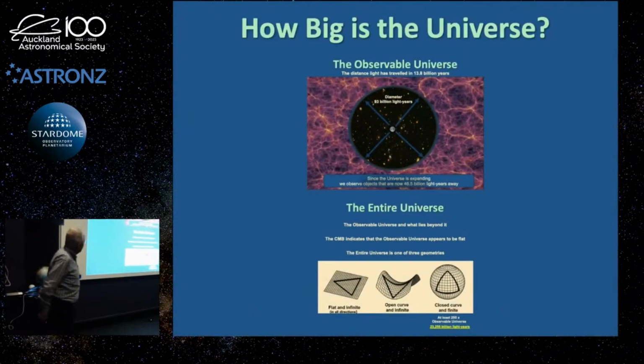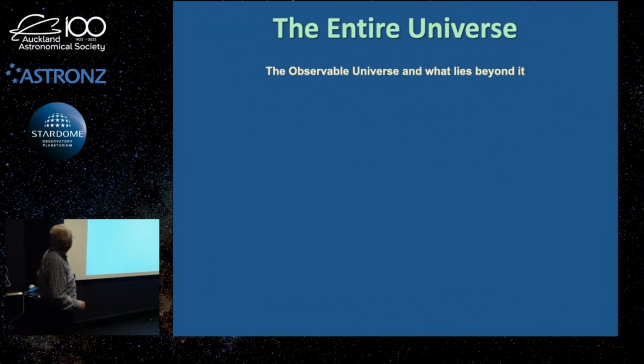So how about the entire universe? If the observable universe is only the objects that we can see, that light has travelled to us from in the last 13.8 billion years, what's beyond that? It's the entire universe. So the observable universe and what lies beyond it is the entire universe.